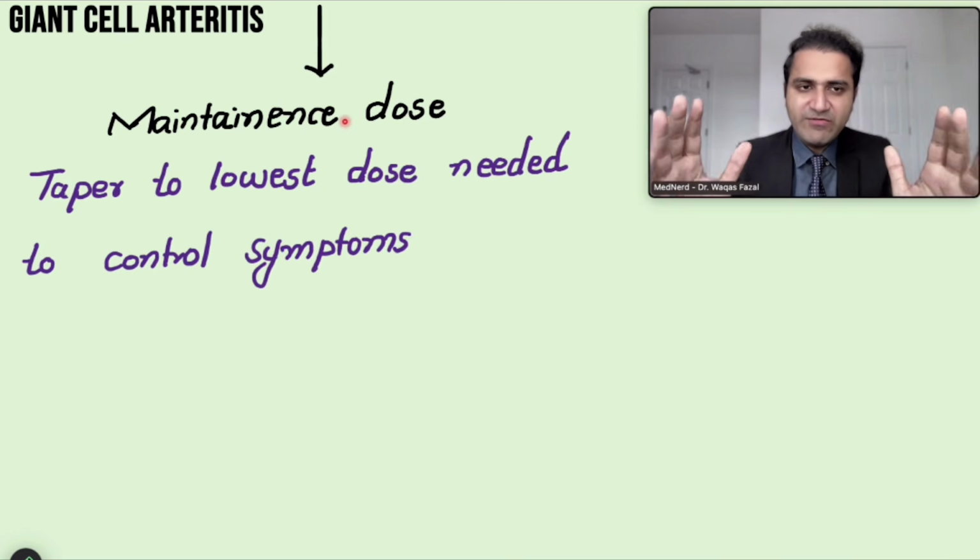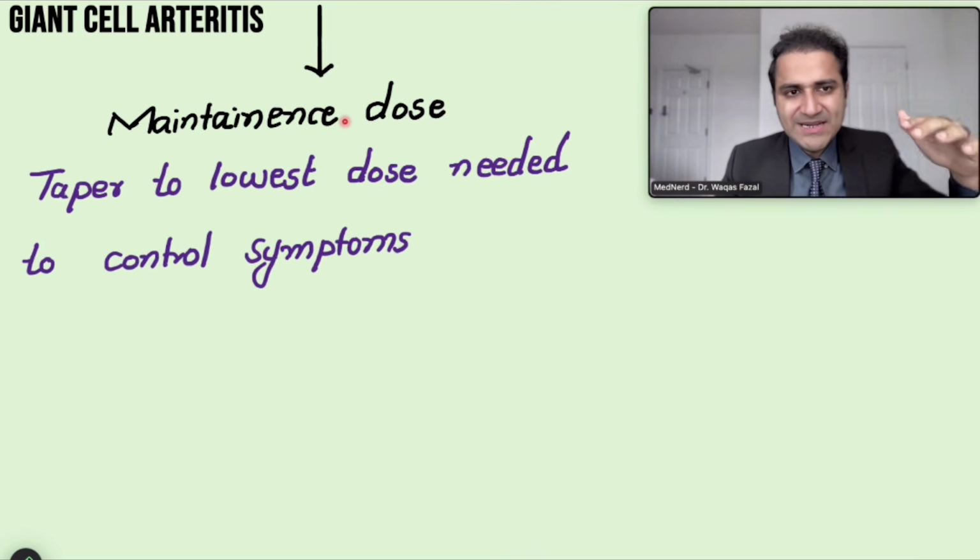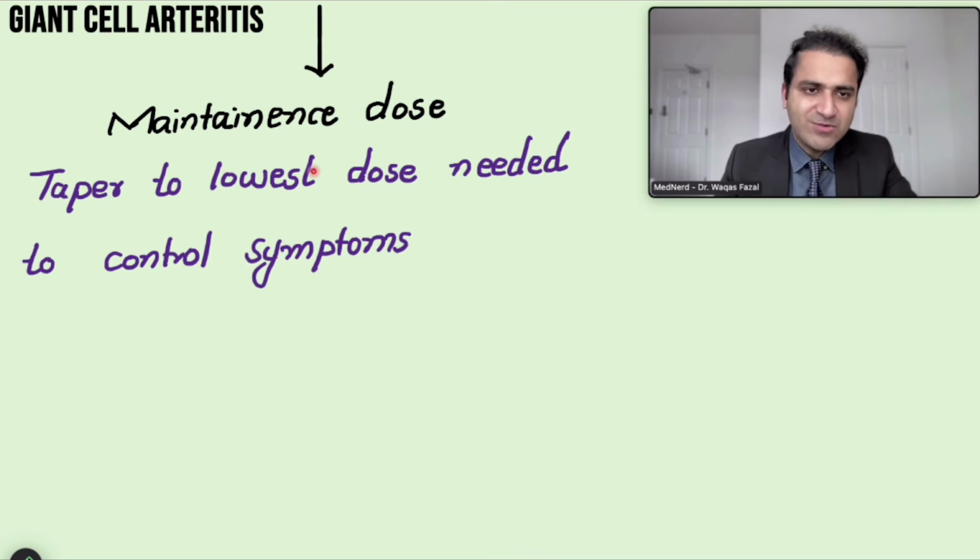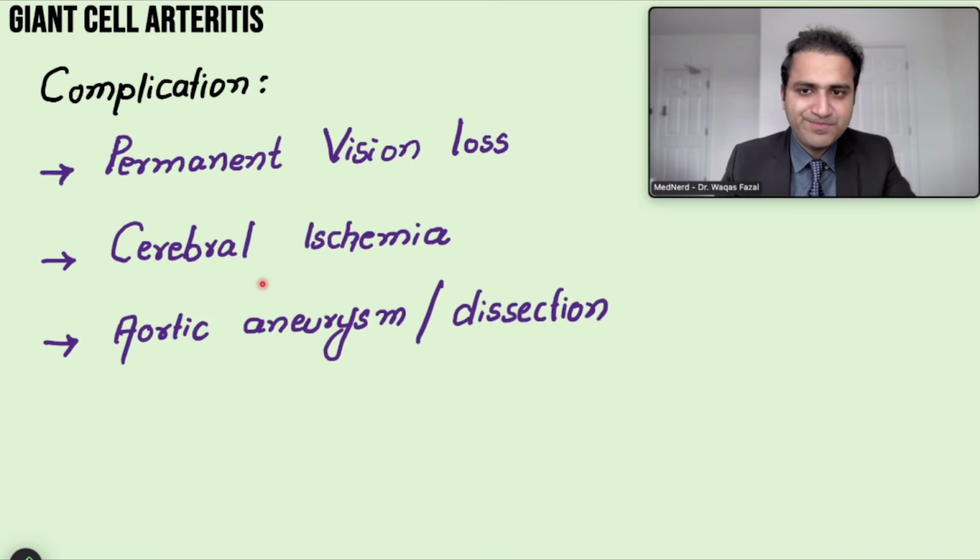Then once you have induced the remission, you can shift the patient to the maintenance dose that controls the baseline disease. You taper to the lowest possible doses of steroids, and in some patients you can shift the patient from steroids to other immunosuppressants so that the patient does not have side effects of steroids, but usually patients are maintained at a low dose of steroid.